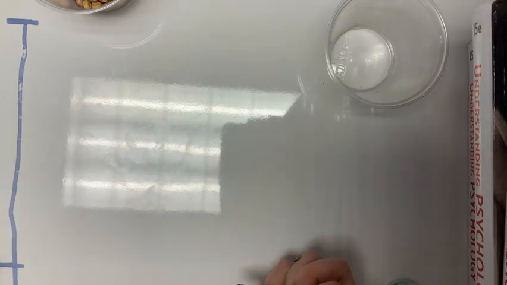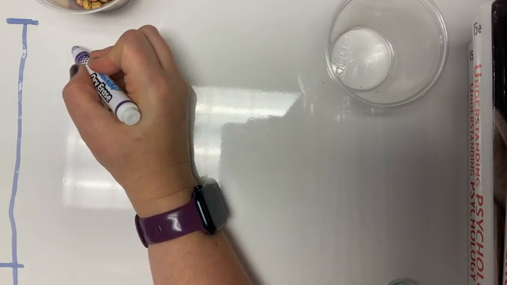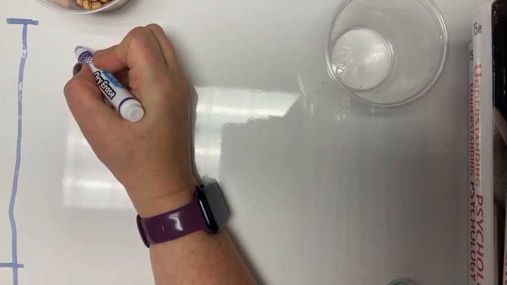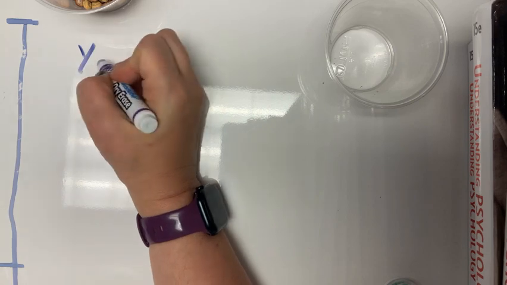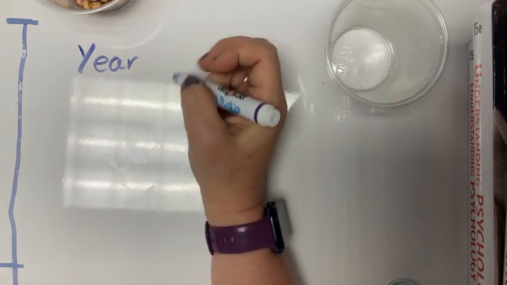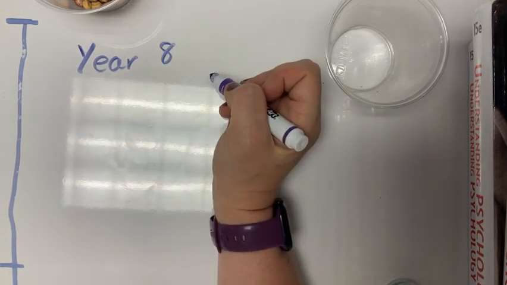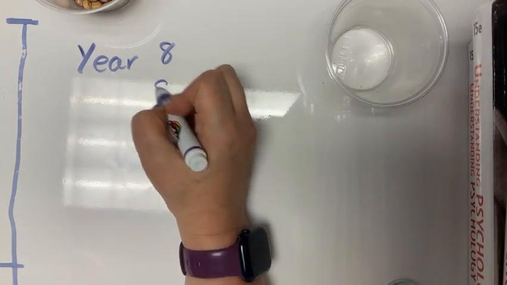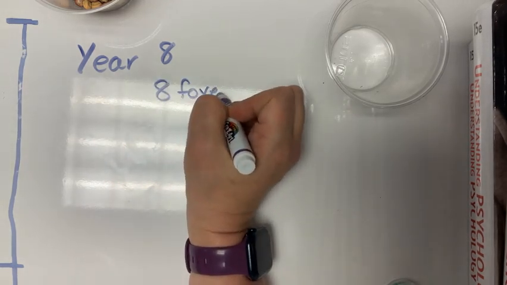All right, so from this point forward, I'm just going to tell you the year. Okay, so year 8, I have 8 foxes.